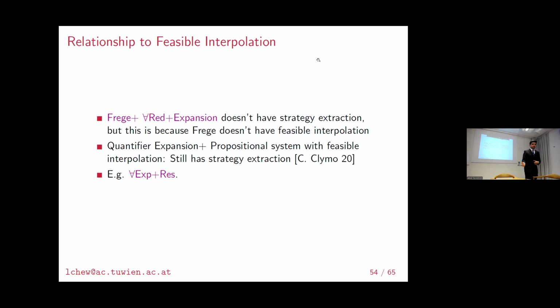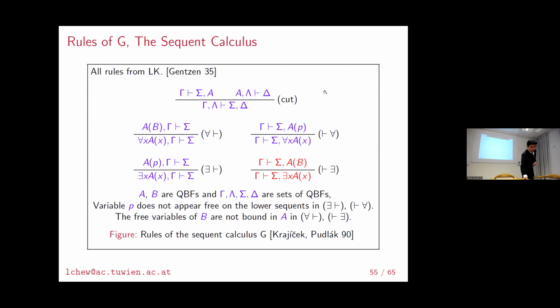So for example, in full expansion plus resolution. So if Frege did have feasible interpolation? What? If Frege did have feasible interpolation? Yeah. What are the hardness results now for feasible interpolation in Frege, are they cryptographic hardness that you're getting, like equals PSPACE? Let me think about that.